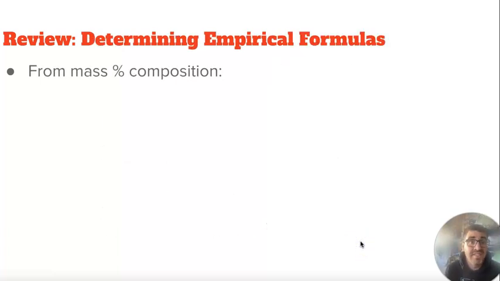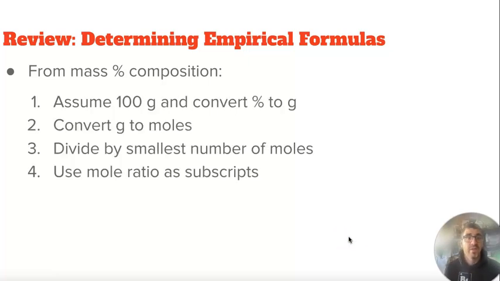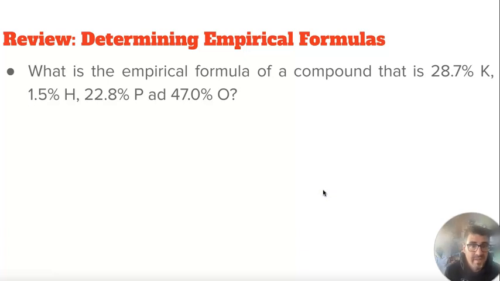What we're going to do next is how to determine empirical formulas, simply knowing the mass percent composition. And I try to break this into a bunch of simple steps. First one is we're going to assume that we have 100 grams of our molecule. Convert grams to moles, divide by the smallest number of moles, and then use those mole ratios as subscripts. So let's look at an example. What is the empirical formula of a compound that contains a certain percentage of potassium, hydrogen, phosphorus, and oxygen?